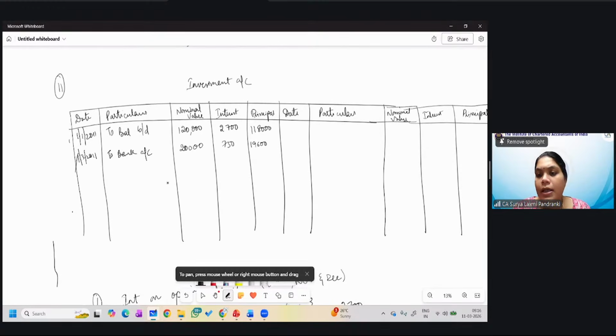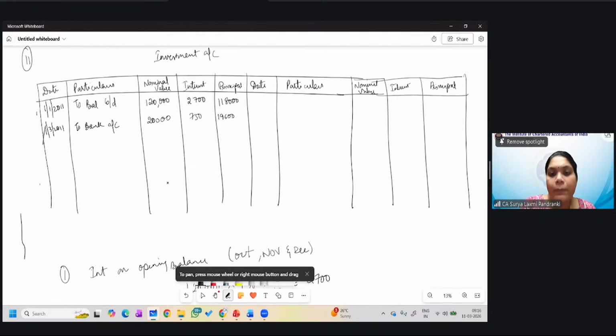It is not 2 months or 3 months. It should be from the last date. When was the last date interest was paid? 30th September, right? After that, we didn't pay any interest. So October, November, December, January, and February, 5 months have to be taken. Why didn't we take March? It is because you have purchased it on 1st March. So how can you take March? That's why I didn't take March. Clear, everyone?